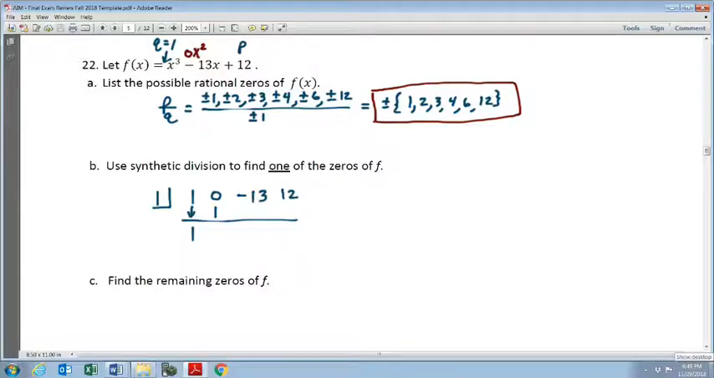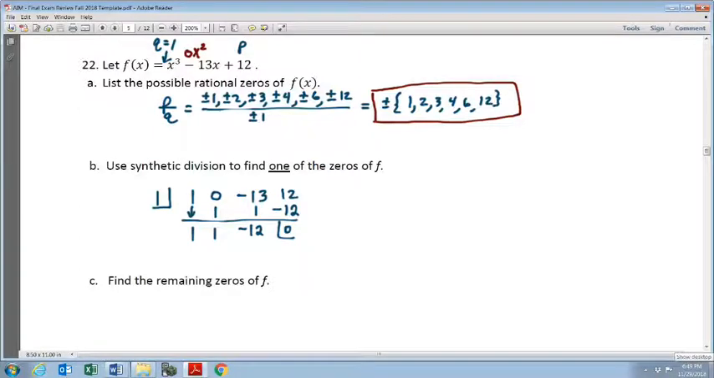Here we're going to get 0 plus 1 is 1. And then 1 times 1 is 1. When we add negative 13 and 1, we get negative 12. Negative 12 times 1 is negative 12. And when we add, we get 0. And so, sure enough, this is a 0. If you find f of 1, it does equal 0. That's what it means to be a 0.